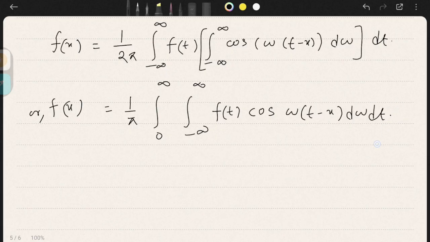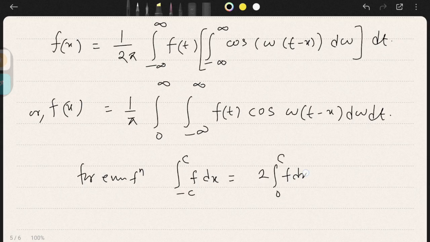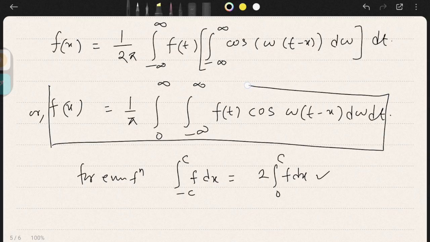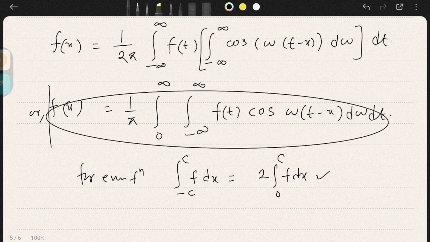That's why, for an even function, the integral from minus c to c of f(x) dx will be the same as twice the integral from 0 to c of f(x) dx, for even functions only. We did it here. So the 2 goes outside, and the 2 gets cancelled. Okay, this is nothing but the proof of the Fourier integral theorem. That's it.